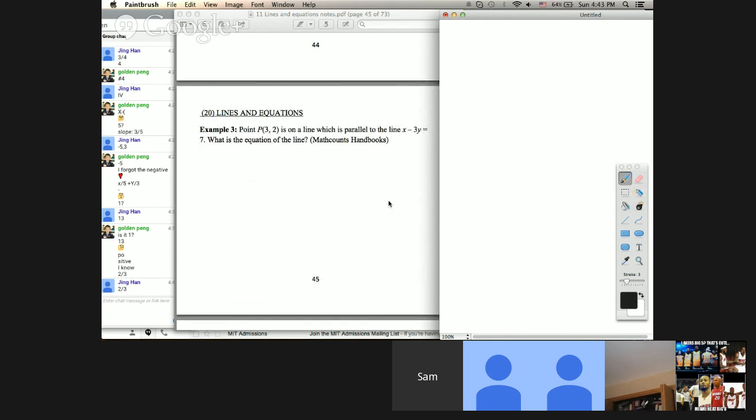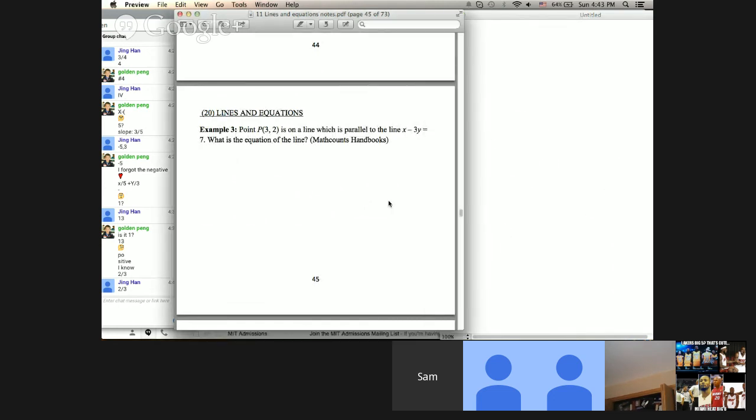So let's try this one. Point (3, 2) is on a line which is parallel to the line x minus 3y equals 7. What is the equation of the line? As a little hint, if it's parallel, it has the same slope, and then you have a slope and a point. So you can either use the point-slope formula, or you can just use the y-intercept form. That works too.